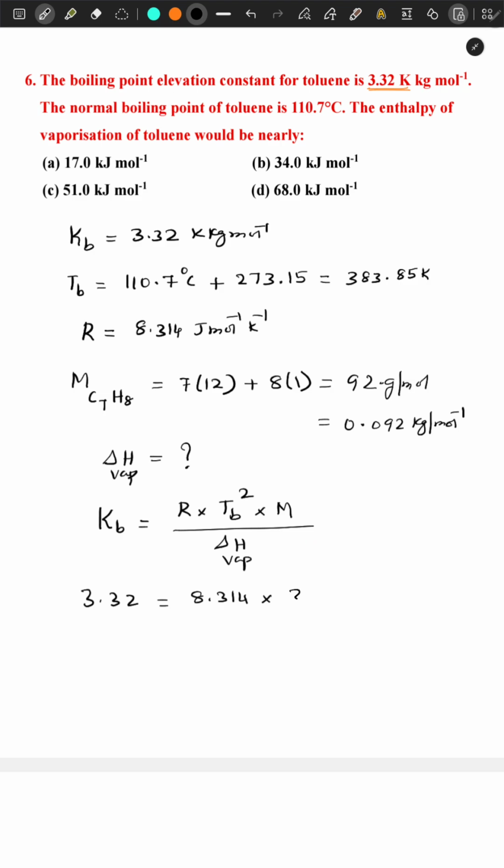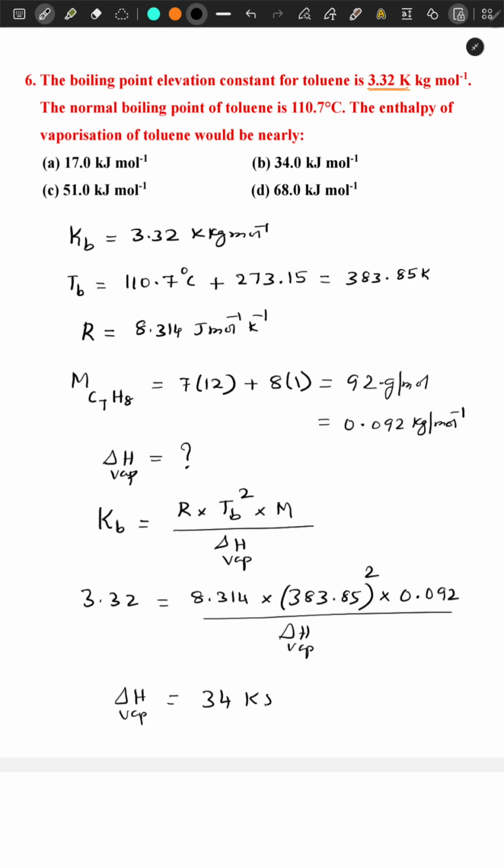Tb, that is the boiling point of toluene in Kelvin, 383.85, whole squared, into M, the molecular mass of toluene in kg, 0.092, divided by the enthalpy of vaporization. If you cross multiply, you will finally get the enthalpy of vaporization as 34 kilojoule per mole. So the correct answer is option B. Therefore, for question number 6, option B is the correct answer.